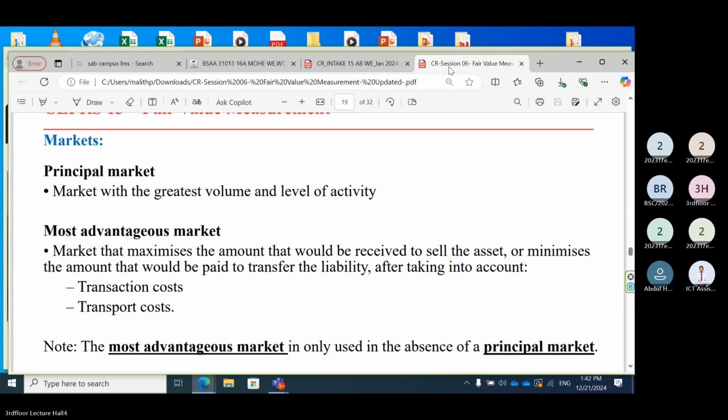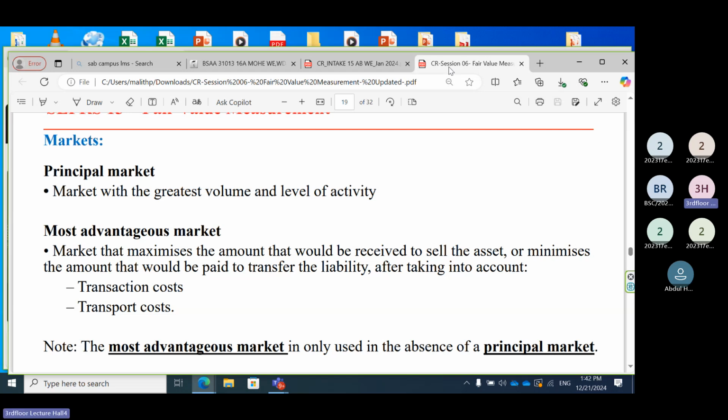So for evaluation, we have to use the principal market. This is the core learning outcome of this standard. Again, principal market and most advantageous market together. Right? And again, we continue to the other.